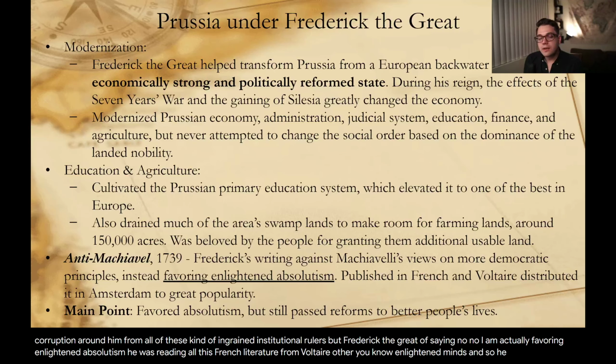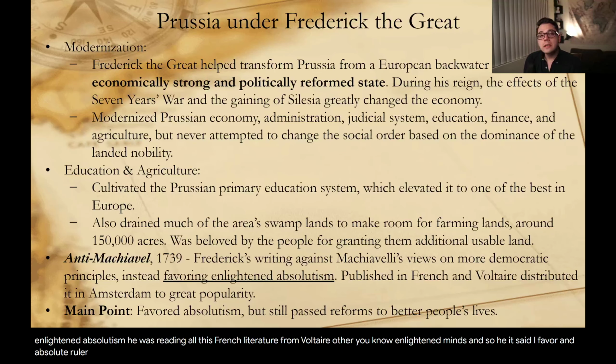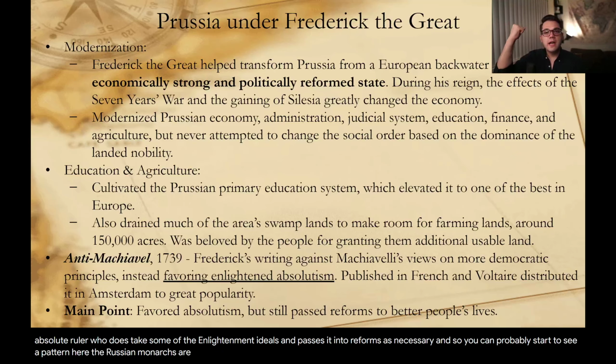And so he eventually just solidified his position and said, I favor an absolute ruler who does take some of the Enlightenment ideals and passes them into reforms as necessary. And so you can probably start to see a pattern here. The Russian monarchs are solidifying their rule with an iron fist and passing some meaningful reforms from the Enlightenment.